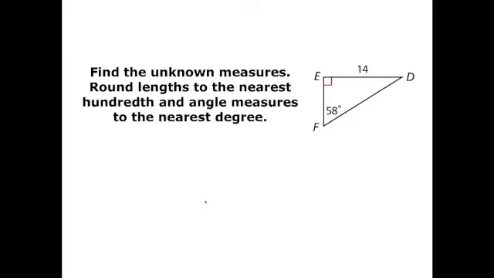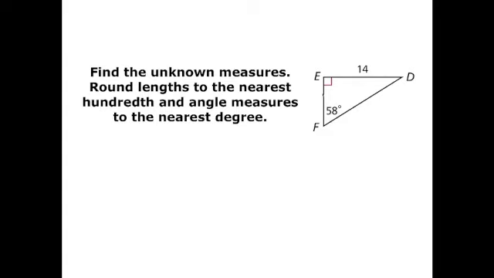Okay, let's do another one. In this case, I'm actually given one angle and one side. So if I want to find the missing pieces here, then I can use that information and actually avoid having to have a trig function. Or I should say have an inverse trig function.